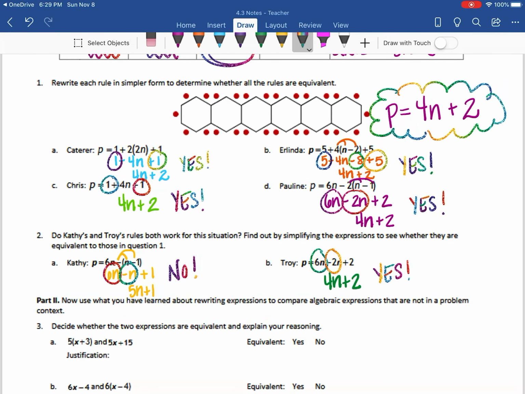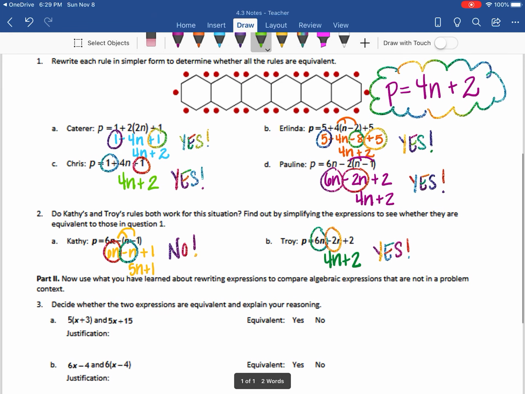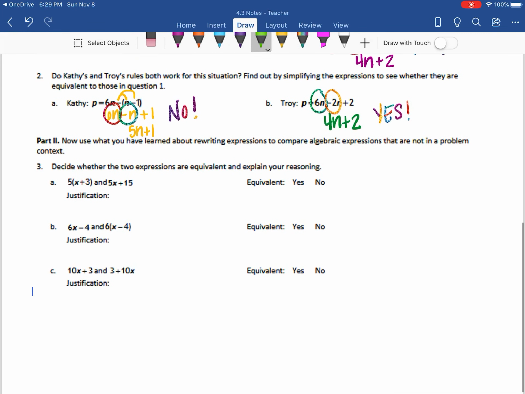All right, we've got 3 more examples, and really these last 3 examples, this is what your homework is going to look like. You're going to have a table where you're going to justify whether these are equivalent or not.